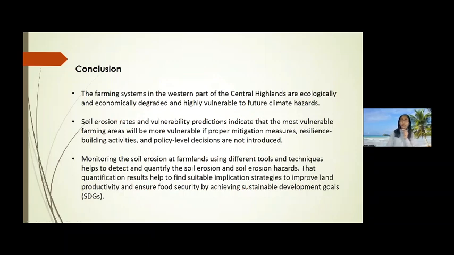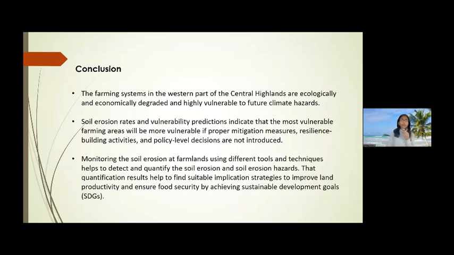Conclusion. The farming systems in the western part of the Central Highlands are ecologically and economically degraded and highly vulnerable to future climate hazards. The soil erosion rates and the vulnerability predictions indicate that the most vulnerable farming areas will become more vulnerable if proper mitigation measures, resilience building activities, and policy level decisions are not introduced.